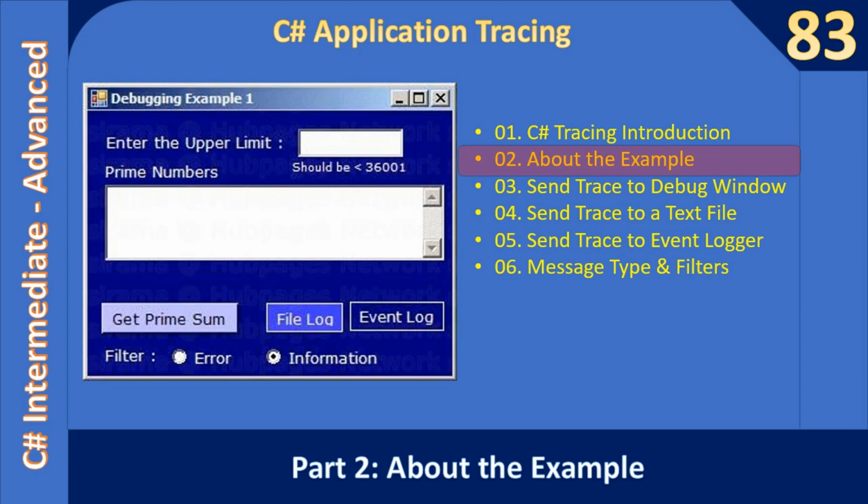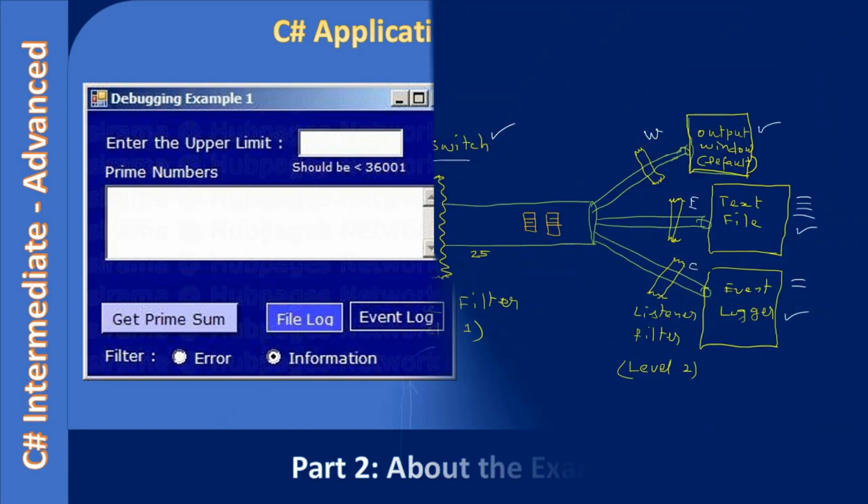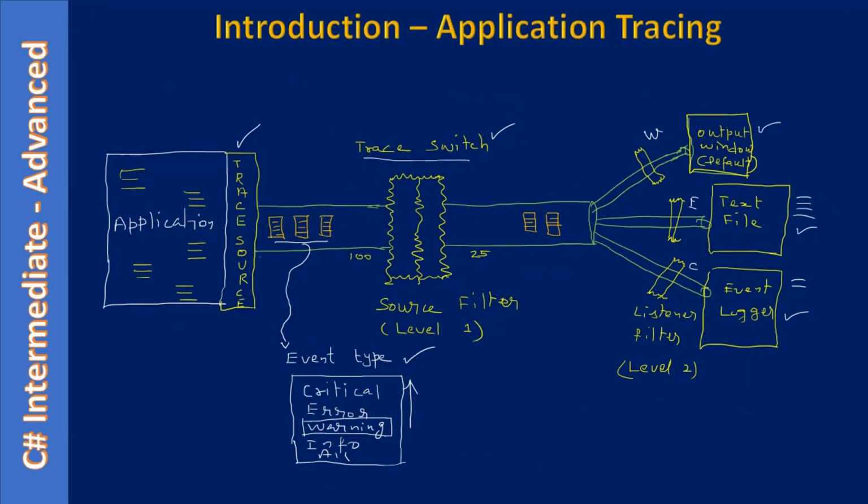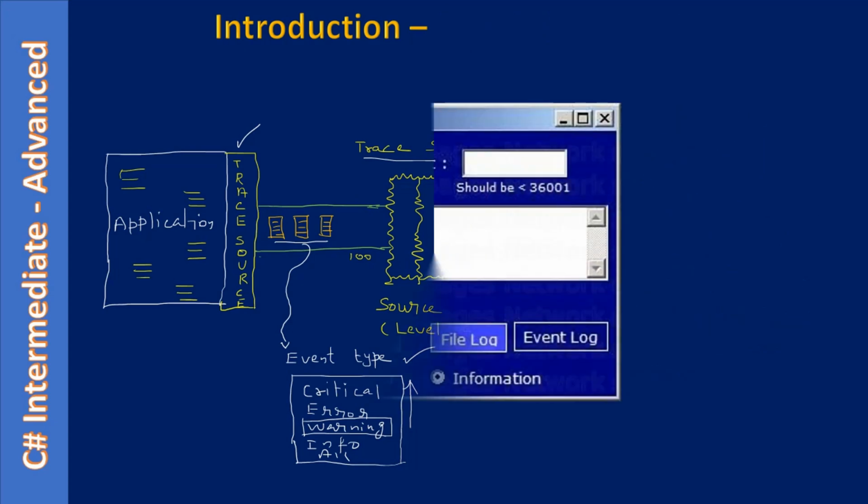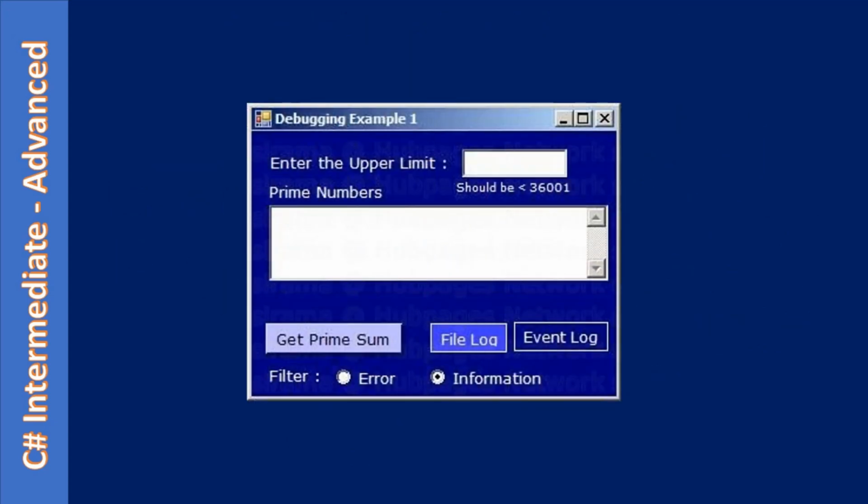Now you are watching part 2 of the video sub-series C# application tracing. In the previous video, we learned about the basics of application tracing. Now we will see what example we are going to create in the next few parts of this sub-series.